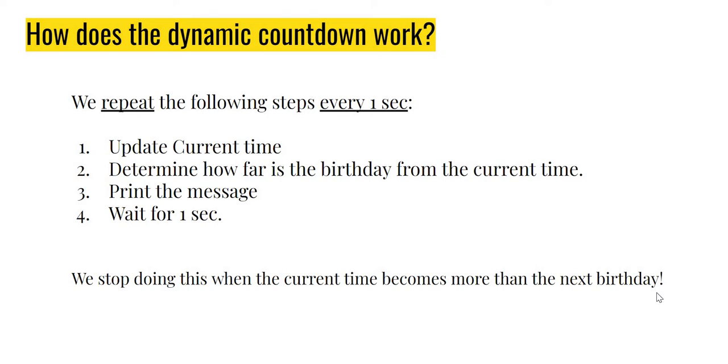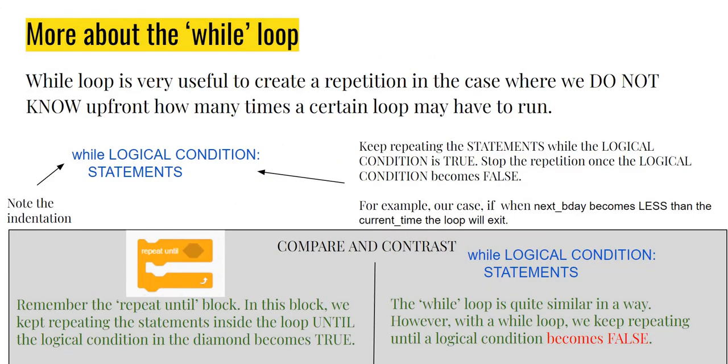Now, the point here and the interesting bit here is that though we know that we stop this loop when the current time becomes more than the next birthday, we really do not know how many times these steps are going to be repeated, because somebody's birthday may be, let's say, 10 days away, somebody else's birthday might be 1 year away. So we really do not know how many times we are going to repeat this. And when we want to repeat something, but we do not know how many times we are going to repeat, we can use what is called the while loop. The while loop is a very powerful, highly useful construct in Python.